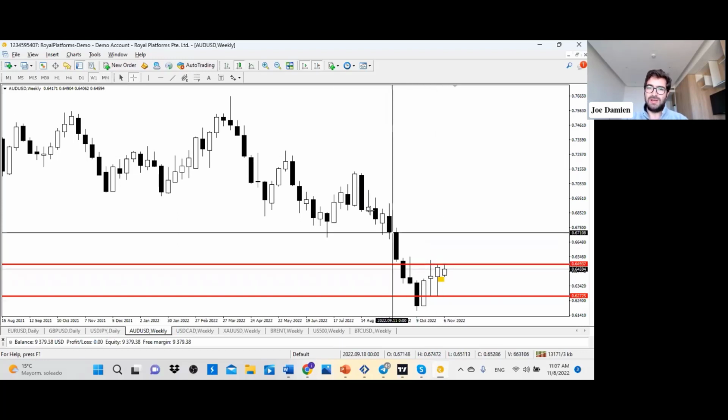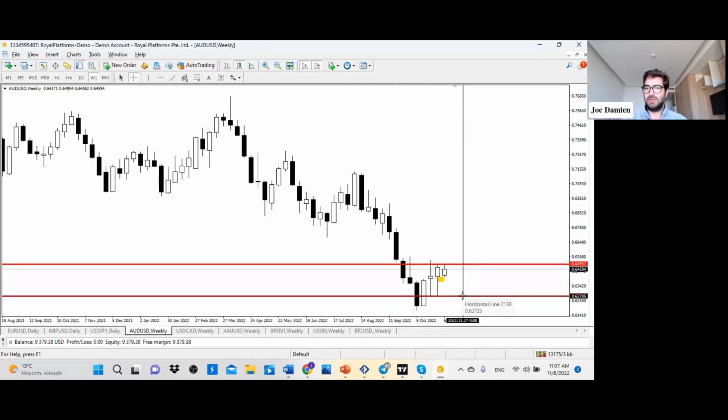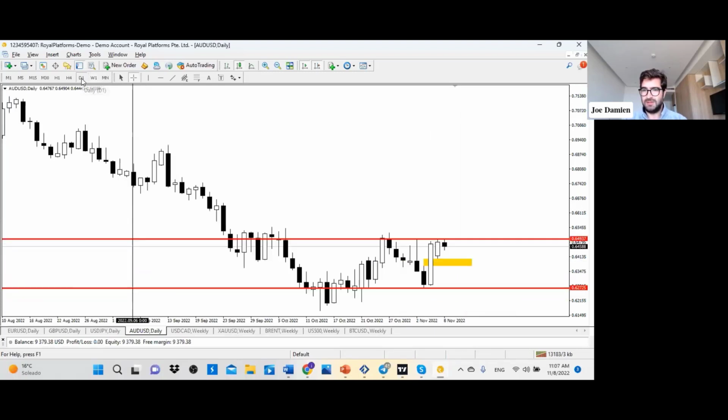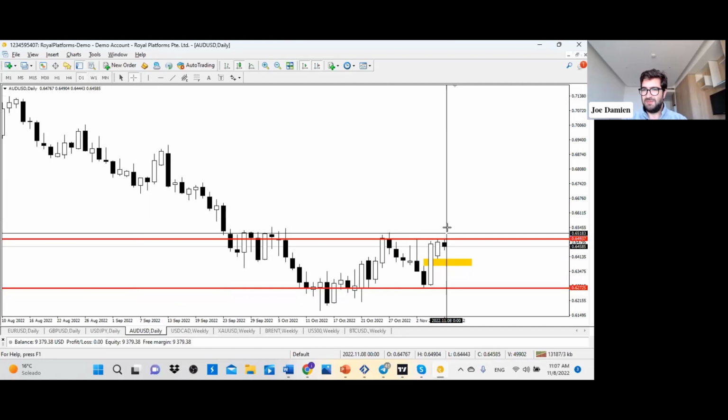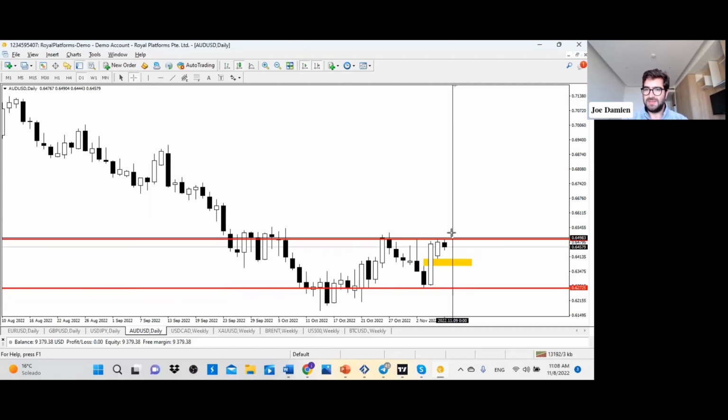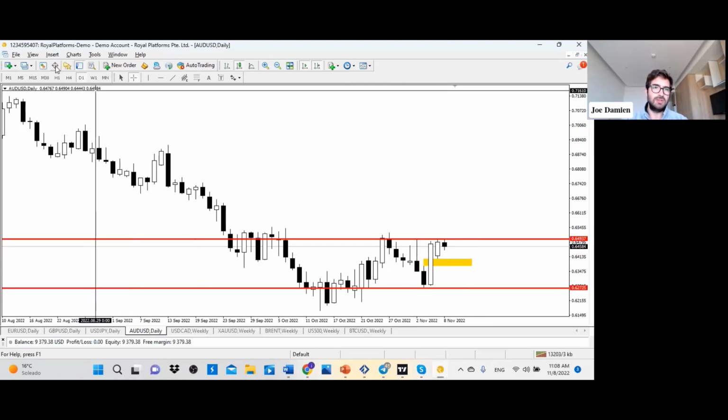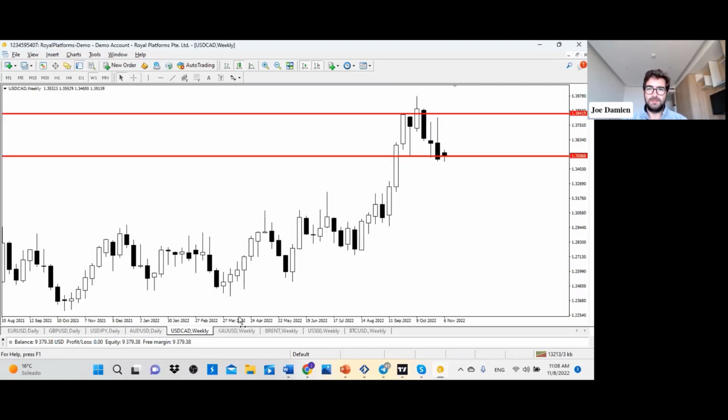So what will happen? Impulse correction and then a new impulse to the downside, to the 62.72. Okay, maybe a move a little bit to the upside, trapping some bulls and then moving all the way down until the 62.73. So I am bearish on Australian US dollar.